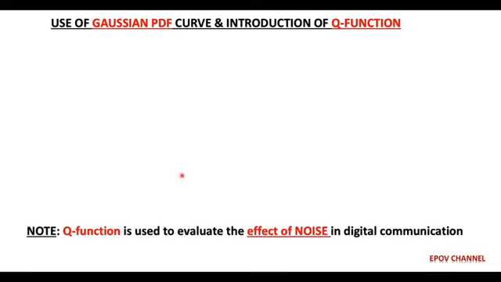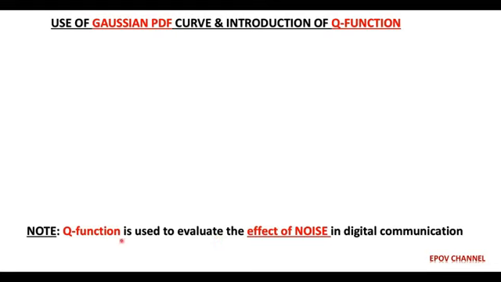In this session, we discuss the use of Gaussian PDF and the introduction of a new function called the Q function. As we discussed in the last video lecture, the Gaussian CDF cannot be evaluated as the result of the integration is not a finite value. So, there is a requirement of introducing a new function called the Q function, which is basically used to evaluate the effect of noise in digital communication. This Q function can be easily evaluated and gives a finite result.